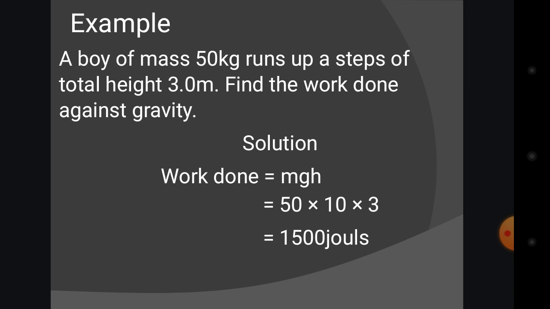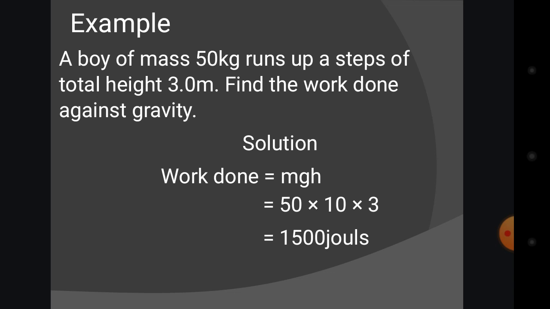So if we know our formula for finding the work done, before that, we have to know whether it is going against the force of gravity or falling with the force of gravity. You see, it is going against the force of gravity, because the boy is running up the steps. He is going upward.